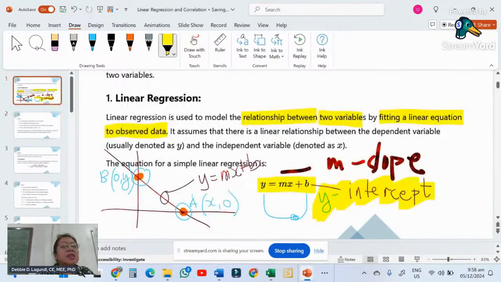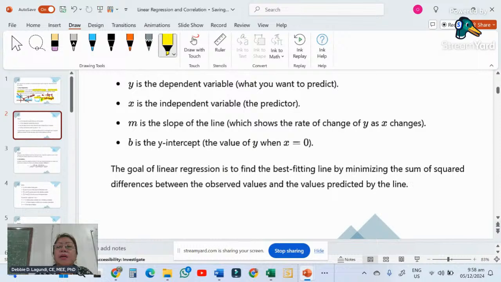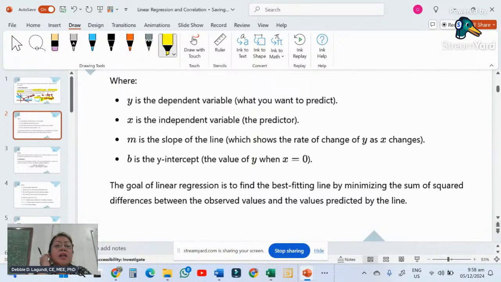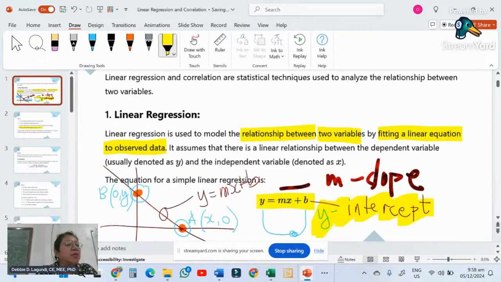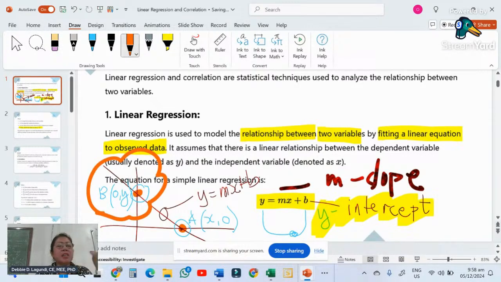For the next slide, it is giving us the definition of each variable. I have already defined each of them. So let's go back to the b here. b is the y-intercept, the value of y when x is 0. Let's go back to what I have given you. This is what we are talking about here, okay? When x is 0, y has a value.